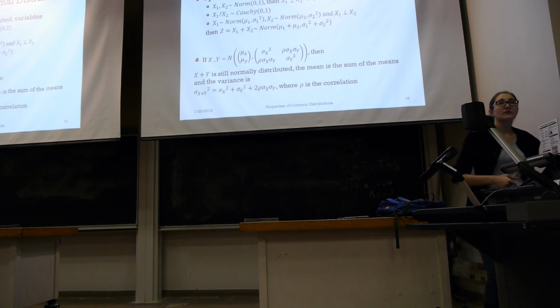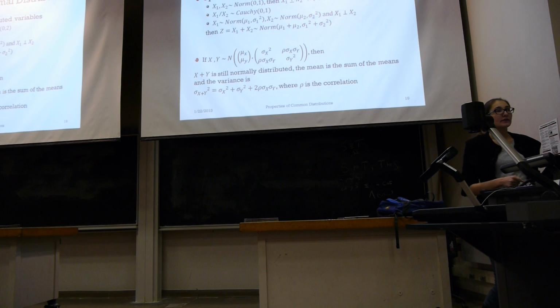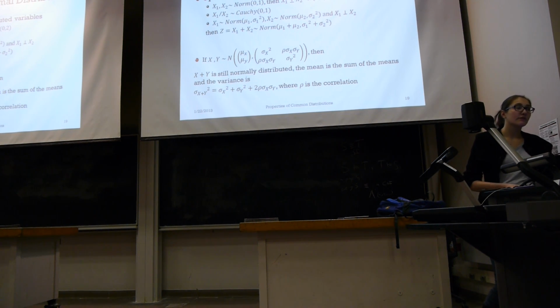Now, some properties of the normal distributions. When you sum two standard normals, you'll get a normal with mean zero and variance 2.